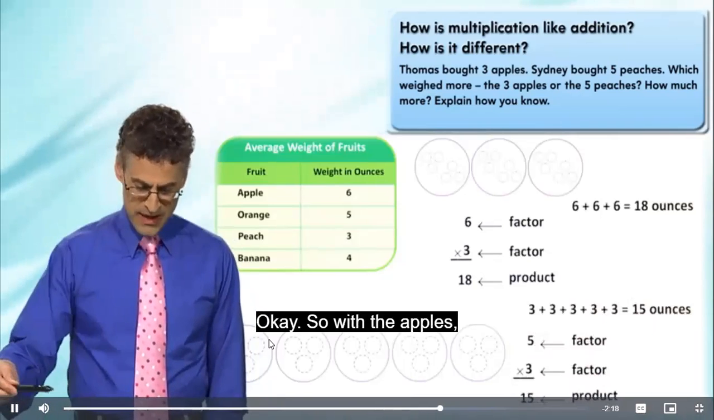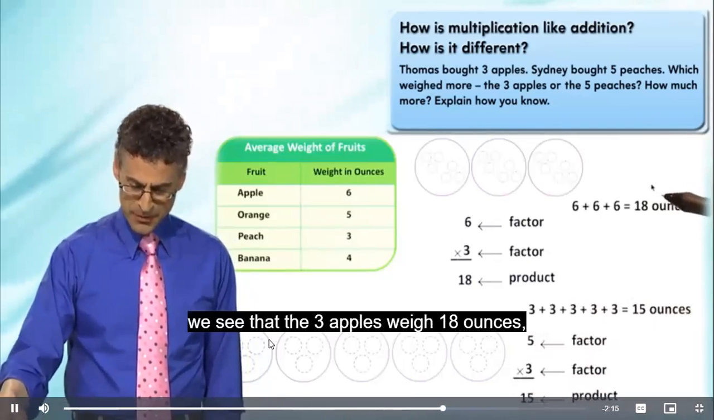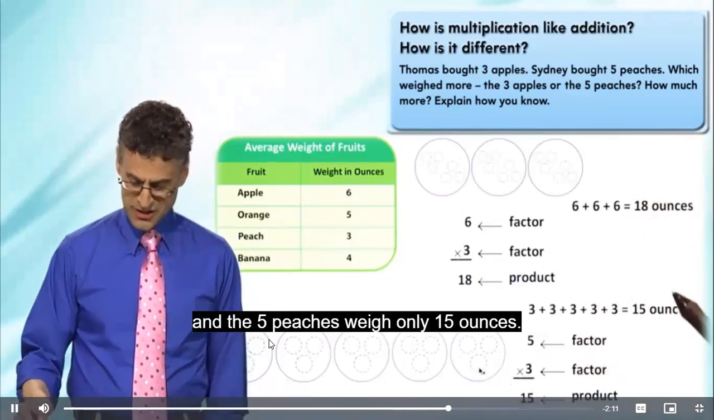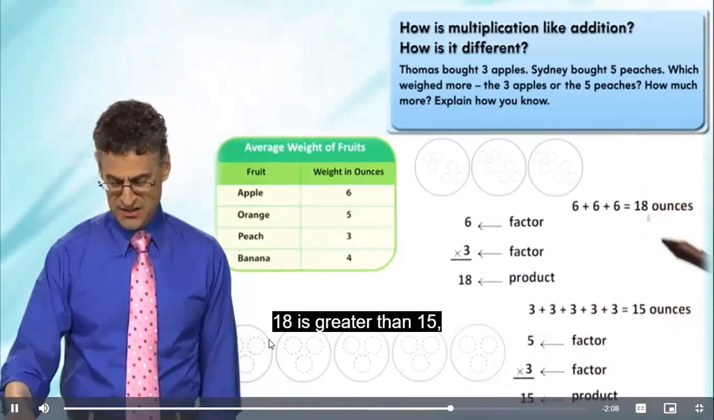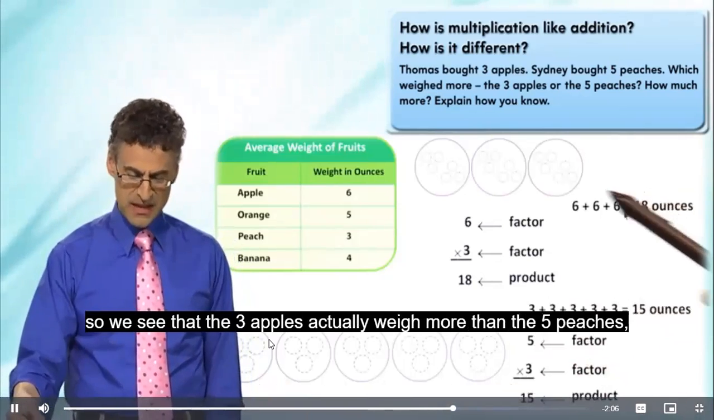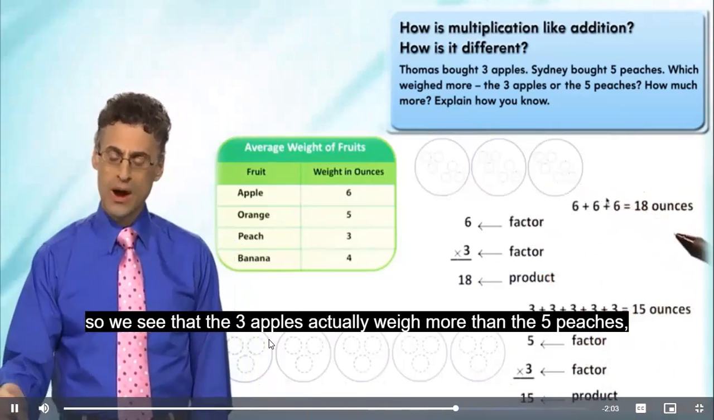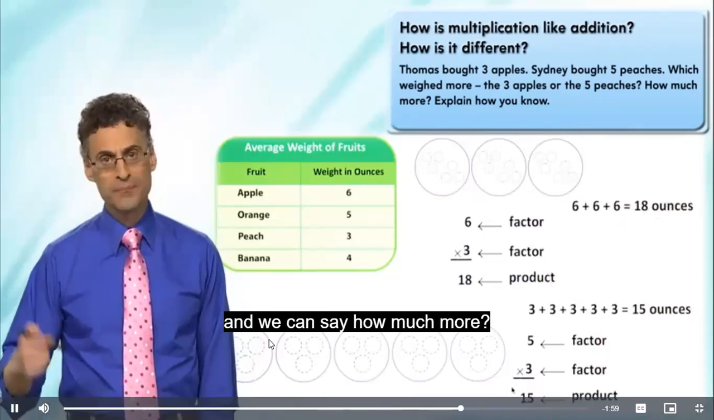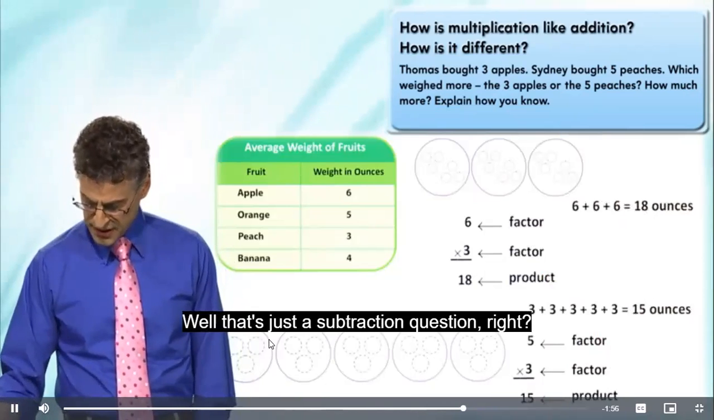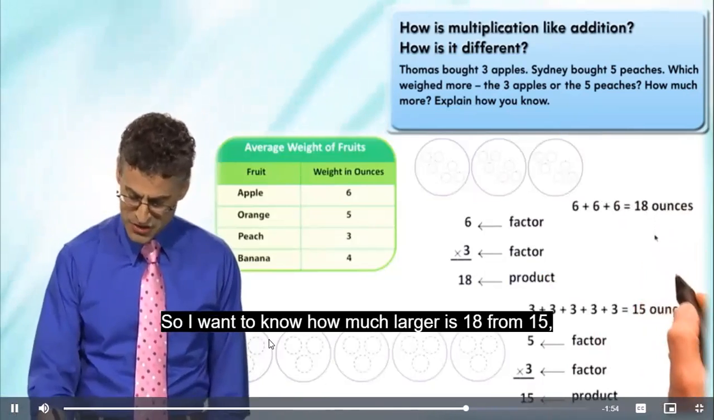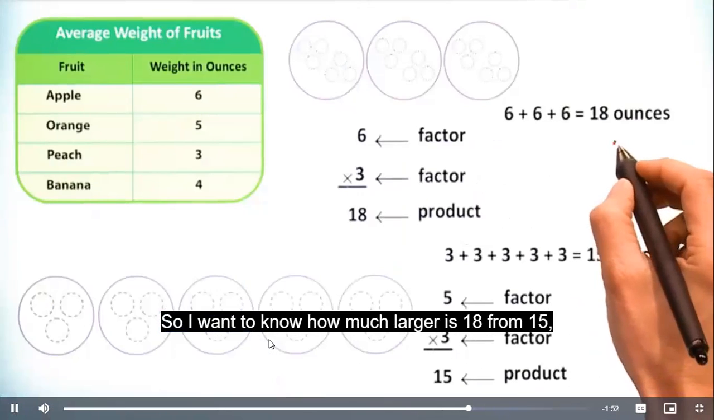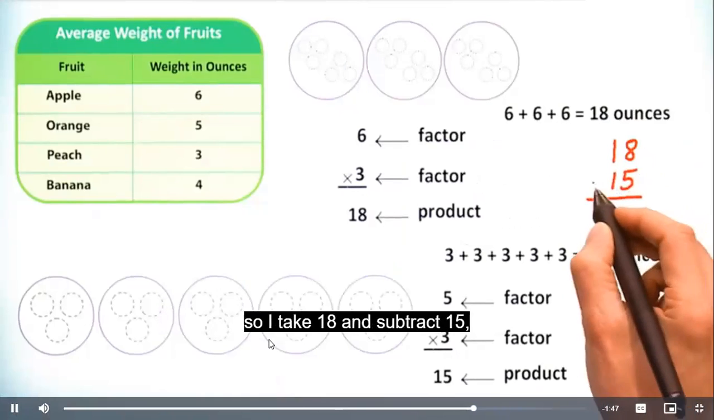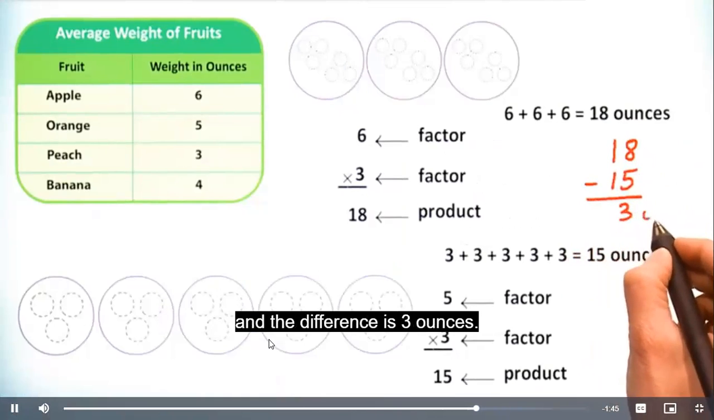Okay, so with the apples, we see that the 3 apples weigh 18 ounces, and the 5 peaches weigh only 15 ounces. 18 is greater than 15, so we see that the 3 apples actually weigh more than the 5 peaches, and we can say how much more. So how much more do they weigh? Well, that's just a subtraction question, right? Because I want to know how much larger 18 is than 15. So I take 18 and subtract 15, and the difference is 3 ounces.